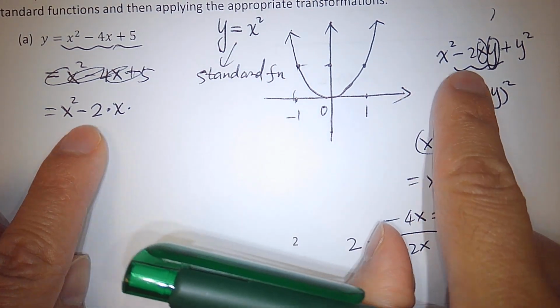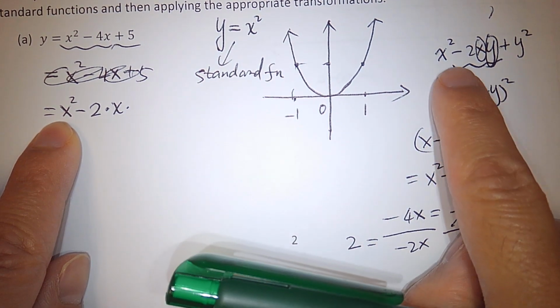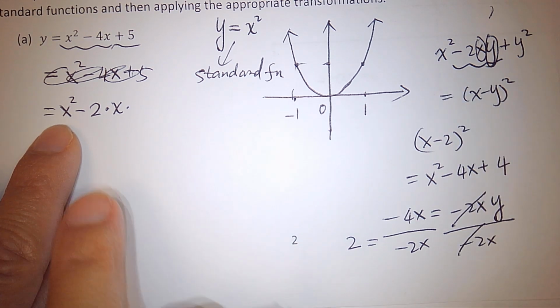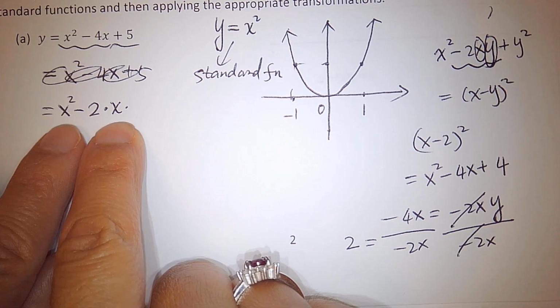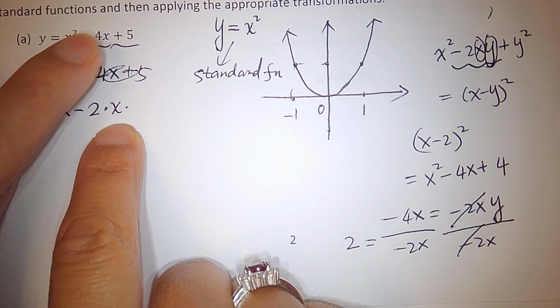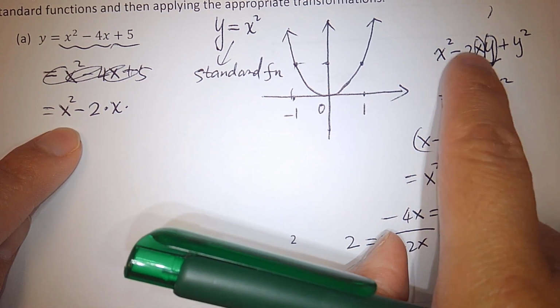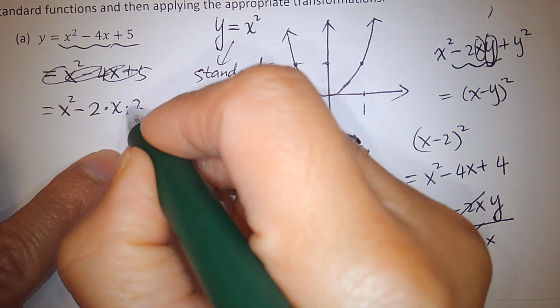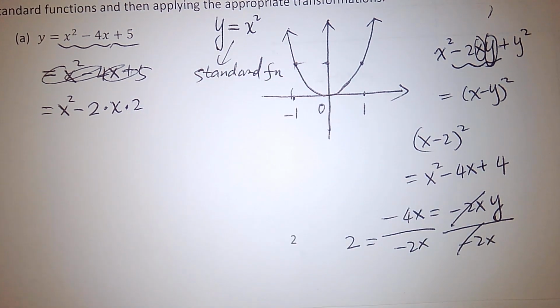How about this? It's the same thing as x squared minus 2 times x. It should be negative 4x, but now we have a negative 2x, right? So what is y? 2? Oh, that's right. That's what I thought from the beginning. Yeah, you got it right.